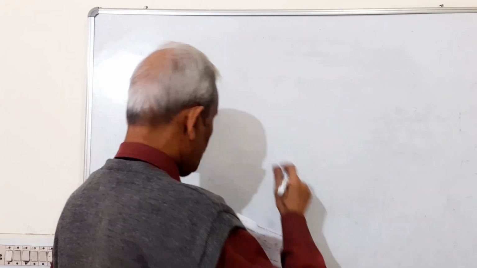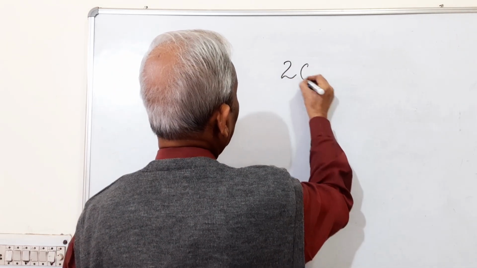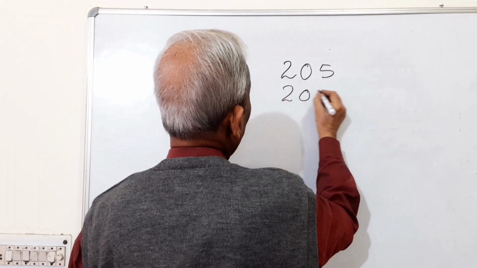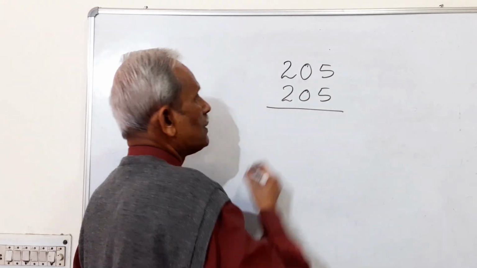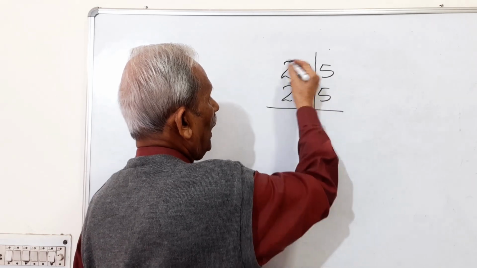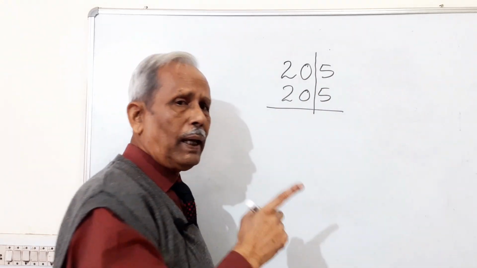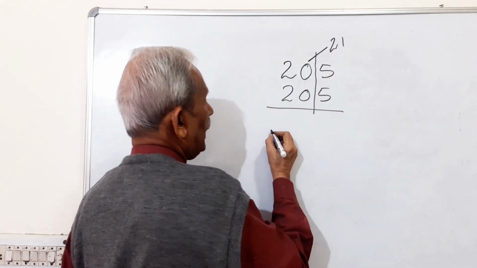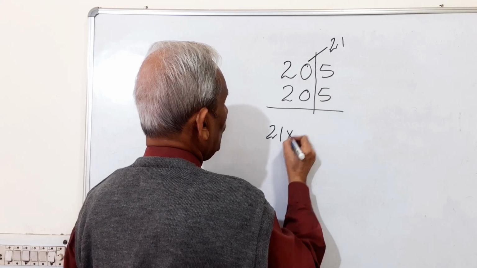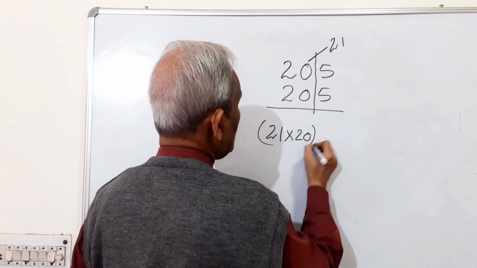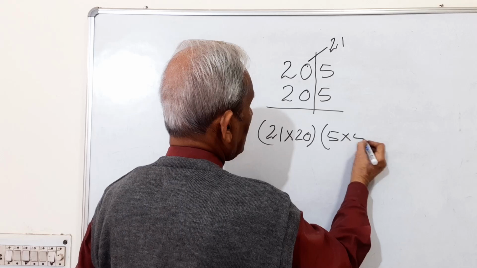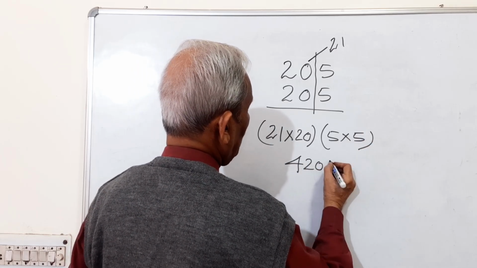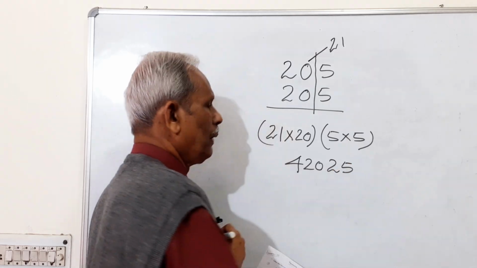Let us take the example of 205, a little different, 205 square. So I'll write here 205. Here again you can see that 5 plus 5 is 10 and 20 is same here. So you can apply Ekadhika and Purvan here. 1 more than 20 is 21. So you can write here 21 into 20 as the first part of the answer, and 5 into 5 as the second part of the answer. So 21 into 20 is 420, 5 into 5 is 25, 42025 is the answer.